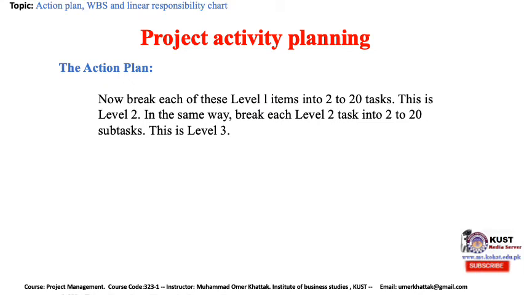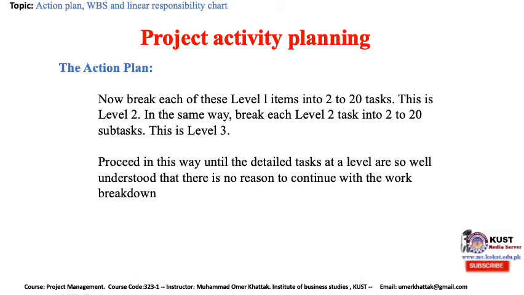Now break each of these level 1 items into 2 to 20 tasks. This is level 2. In the same way, break each level 2 task into 2 to 20 subtasks. This is level 3. Proceed in this way until the detailed tasks at a level are so well understood that there is no reason to continue with the work breakdown.